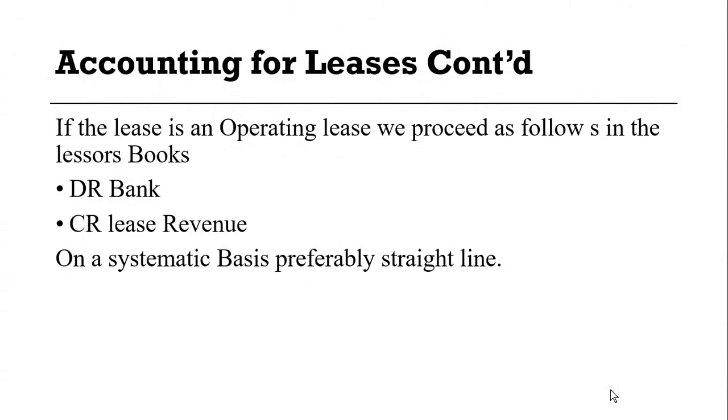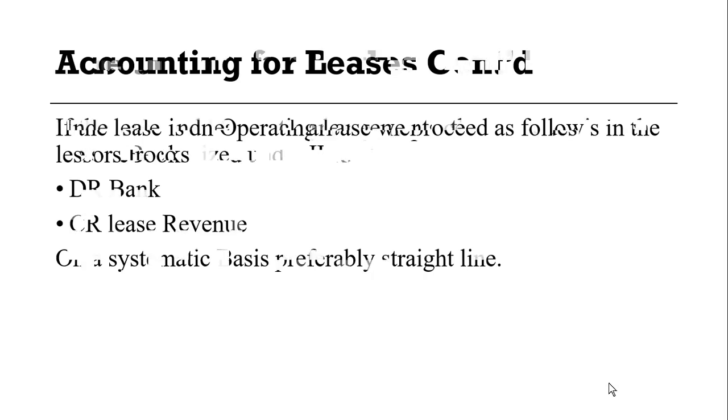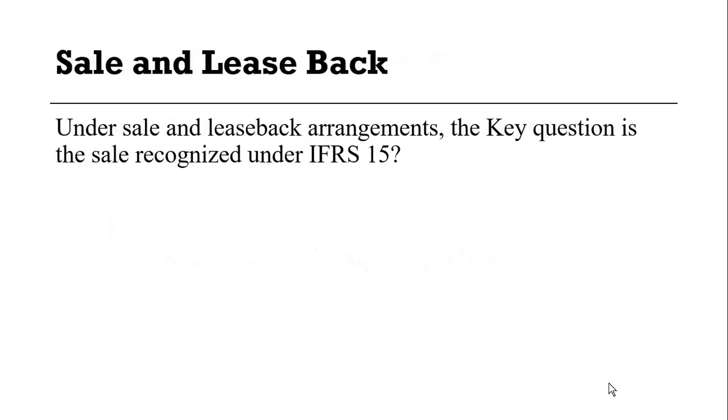All right, let's progress. If the lease is an operating lease, things are very simple. We proceed as follows. In the lessor's books, debit bank and credit lease revenue on a systematic basis, preferably on a straight line. Okay, sale and leaseback.